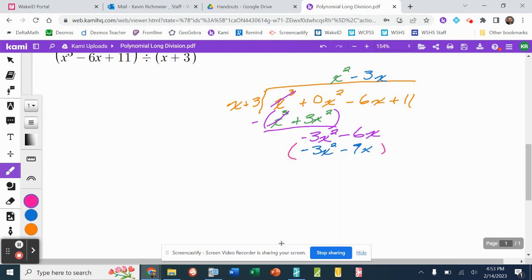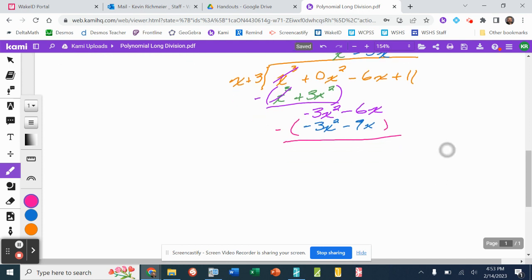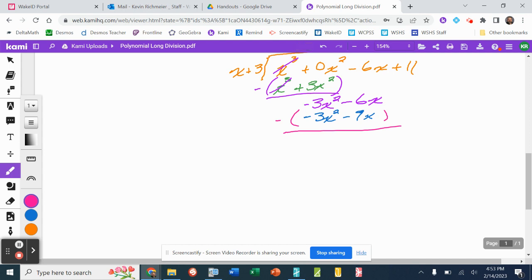Now, this is where the subtraction can get a bit tricky because we're going to be subtracting a negative. But all you have to do is remember that subtracting a negative is really just addition. So negative 3x squared minus a negative 3x squared is really just negative 3x squared plus 3x squared. So again, those will get eliminated. And then I have negative 6x minus a negative 9x, or I could think of it as negative 6x plus 9x, because that's what it really is. And that will leave us with a positive 3x. Then we're going to bring that 11 straight down.